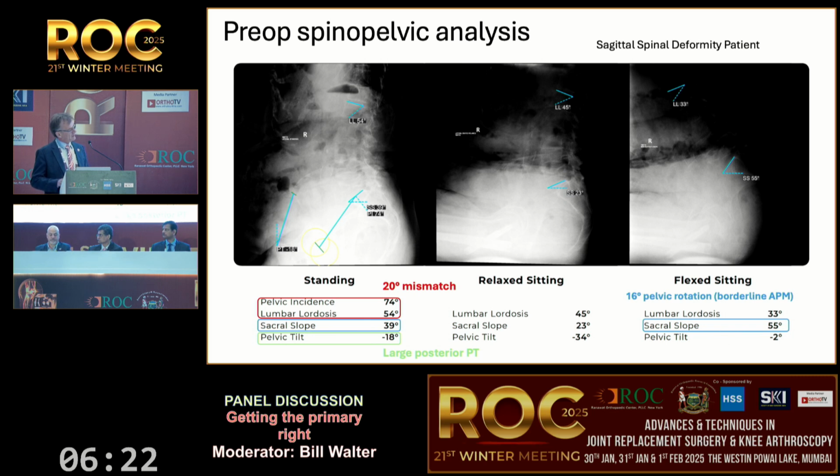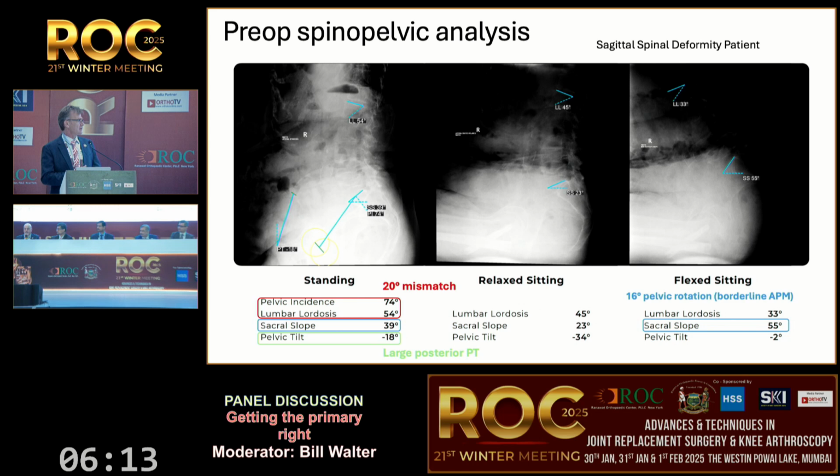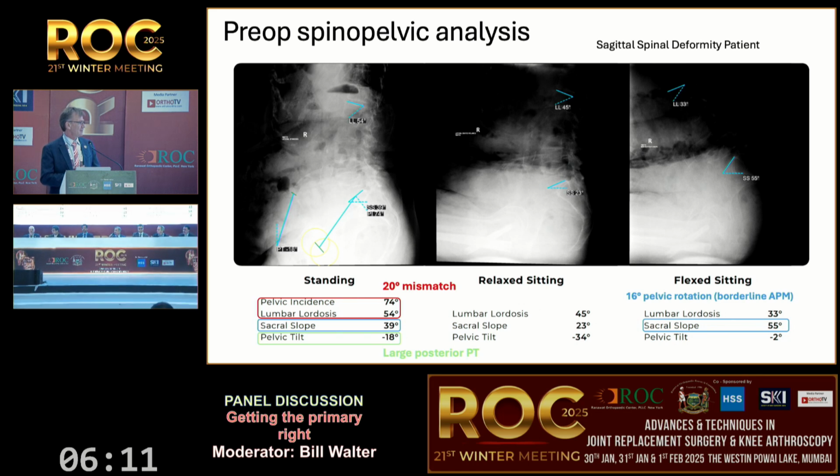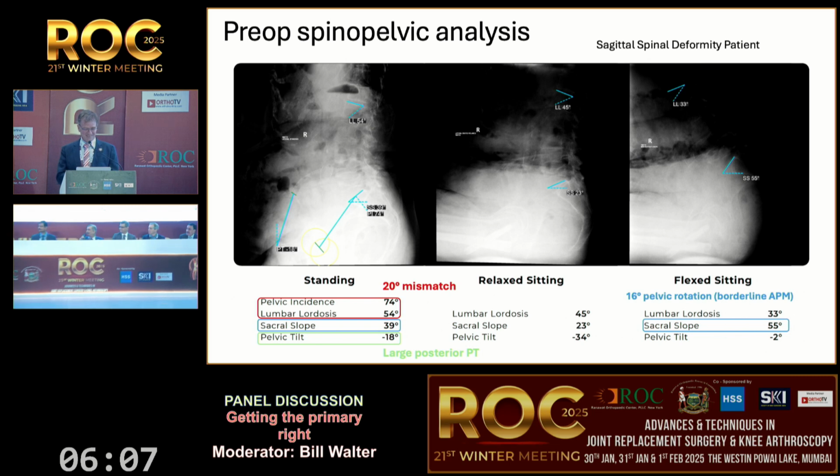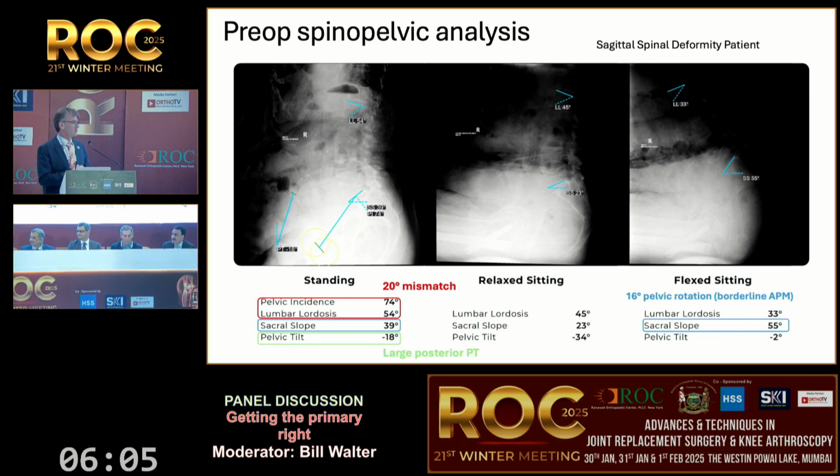And does anyone change their cup target if they've got a stiff spine, their functional cup target? Yeah, so you increase the anteversion a little bit in stiff spines? Depends on the deformity. So you reduce anteversion if it's flat back.